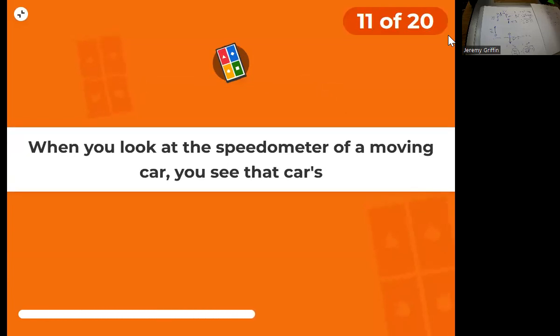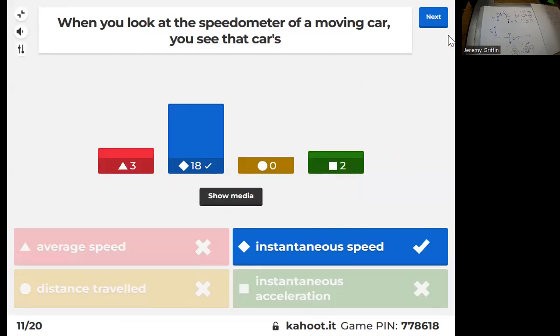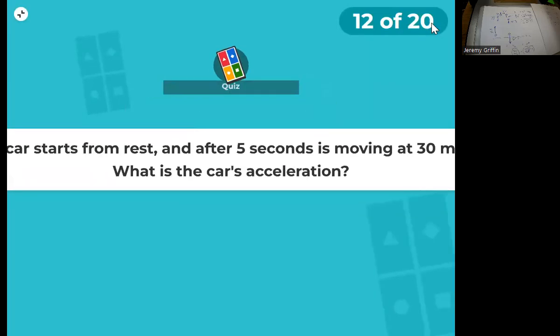When you look at the speedometer of a moving car, you see that car's instantaneous speed. The speedometer tells you the speed of the car at that instant. Right? At that instant. Any question why it's that, not anything else? Move on.